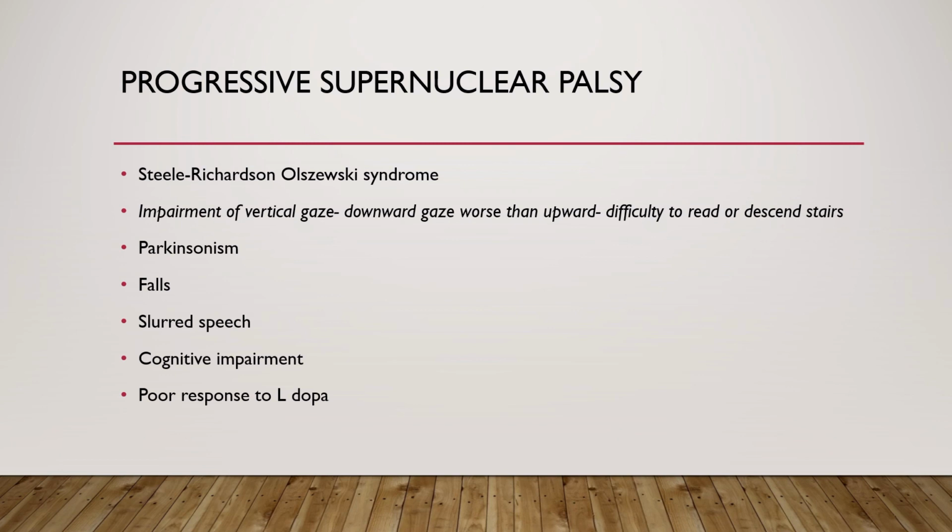So they have difficulty to read with their book on their laps, or if they're descending stairs, they have no problem climbing up the stairs, but they might have trouble visualizing the stairs when going downwards. They also have Parkinsonism. They have a lot of falls and slurred speech and cognitive impairment. And they have a really poor response to levodopa.